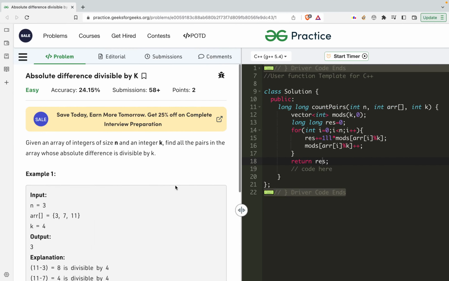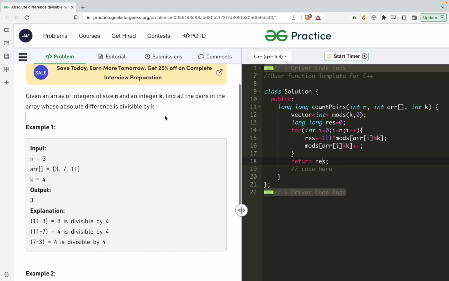Hi guys, in this video we are going to discuss the problem of the day from Geeks for Geeks on 8th of January. The problem's name is absolute difference divisible by k. The problem states that given an array of integers of size n and an integer k, find all the pairs in the array whose absolute difference is divisible by k. Great. So that's a very simple problem, a small problem I must say.